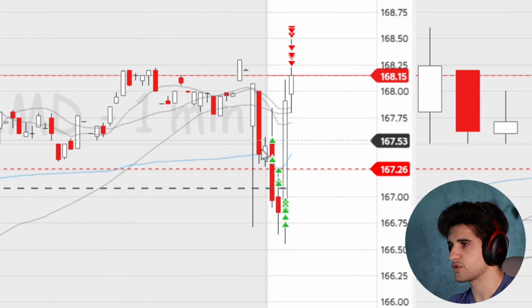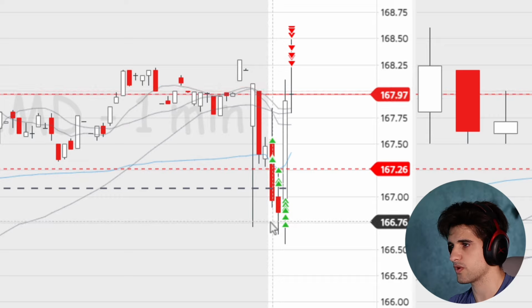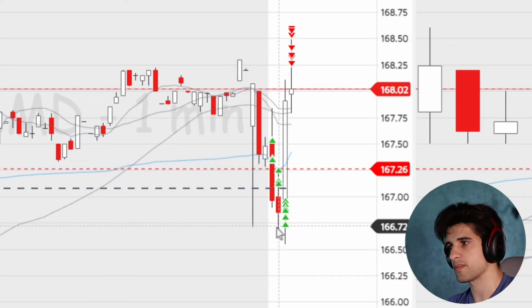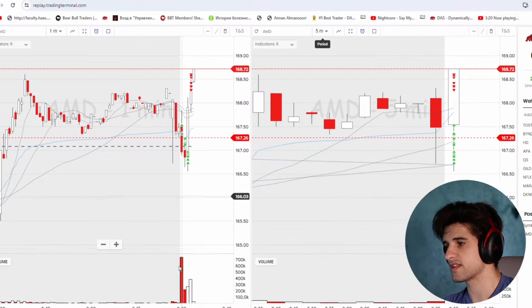This is what I call an immature entry. It's not a bad one, but obviously if you enter around here, you could get wicked out for a loss somewhere down here. But remember, getting stopped out doesn't mean that the trade has failed. You could always re-enter if the trade is still valid.